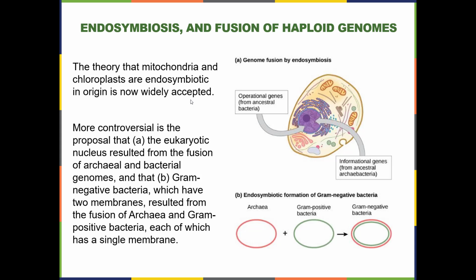Now they do argue a little bit about exactly how the steps might have happened to give you that endosymbiotic relationship, but that's not important to us. All right. Then there are some other, what I would call more controversial proposals, where scientists try to figure out or just speculate on how the nucleus formed, and how what we call gram-positive and gram-negative bacteria got their cell walls and such. There are some more controversial theories, but the theory of endosymbiosis is really well accepted.